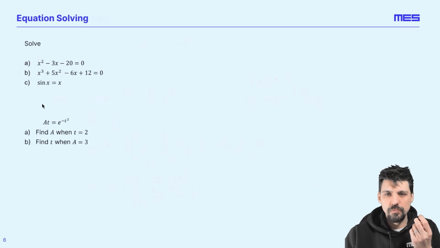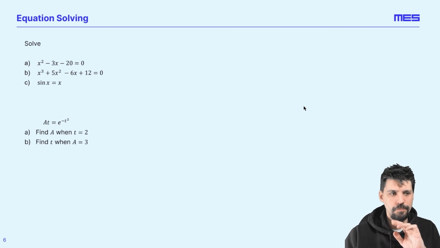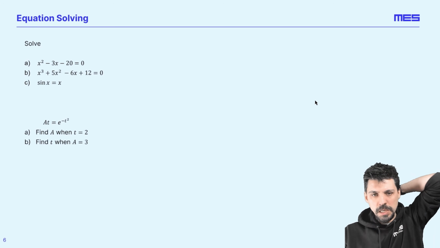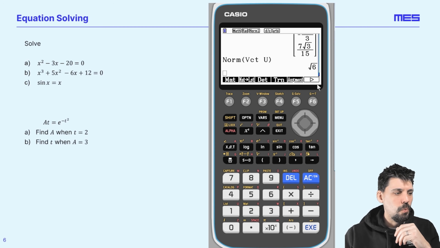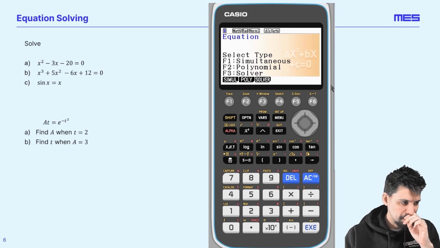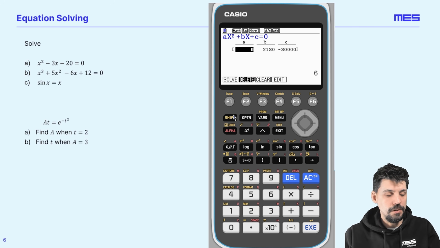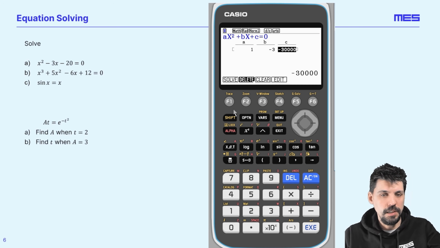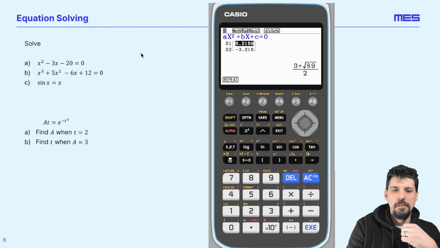Cool. Okay, on to equation solving. We're going to look at solving some equations. Now, some of it is fairly straightforward, but we are going to go into the equation solver down here. We'll do simultaneous in a second, but if we just go polynomial here and quadratic, we can solve it, 1, minus 3, minus 20. And there we go. We get our solutions. All right. Big whoop.